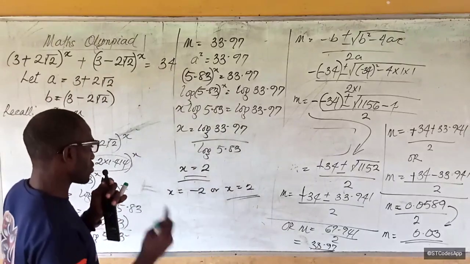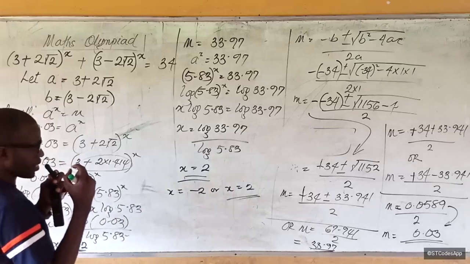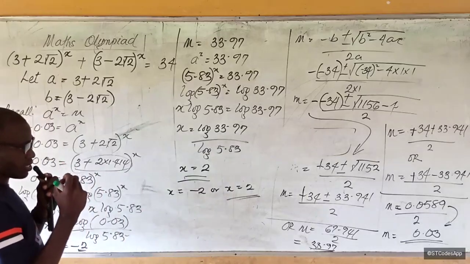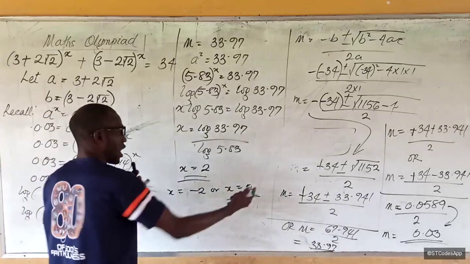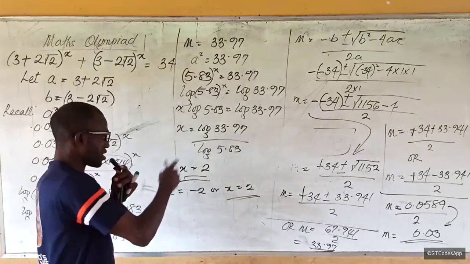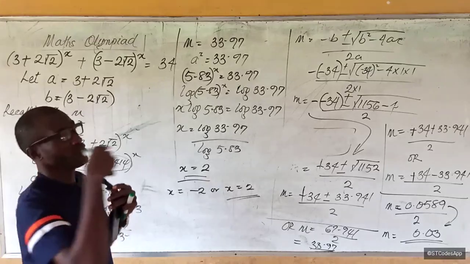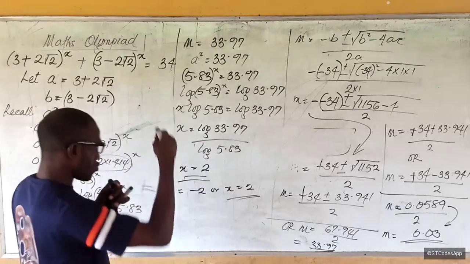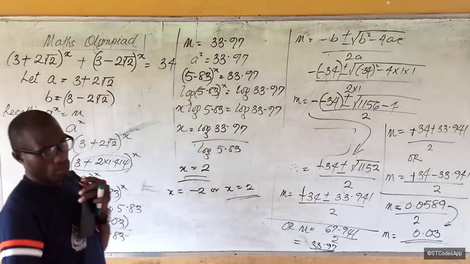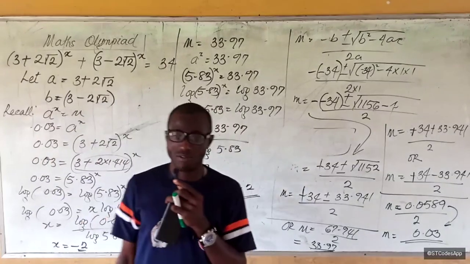But you see, the options might have two answers. Say x is equal to this or this, plus or minus 2. Is that okay? And x is equal to that. So you have to know how to go through this whole thing. That's why I went through the entire thing. All right, so this will be the end of the video.